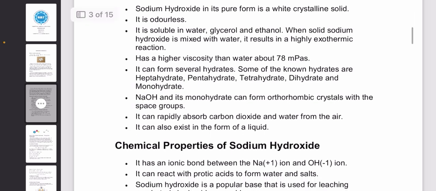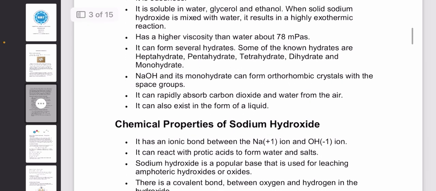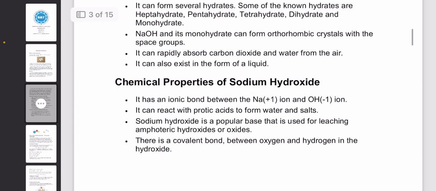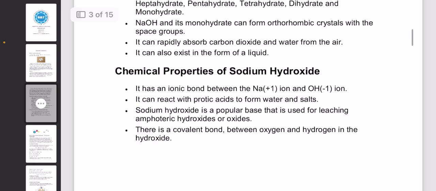It can form several hydrates. Some of the known hydrates are heptahydrate, pentahydrate, tetrahydrate, dihydrate, and monohydrate. NaOH, or caustic soda, as a monohydrate can form orthorhombic crystals with the space groups. It can readily absorb carbon dioxide and water from the air. It can also exist in the form of a liquid.